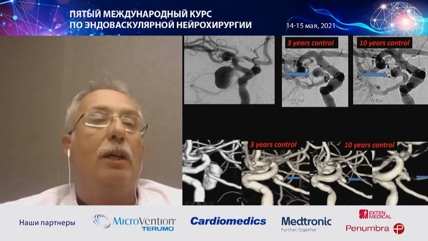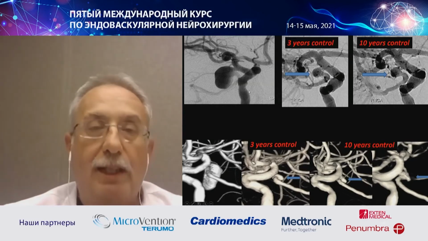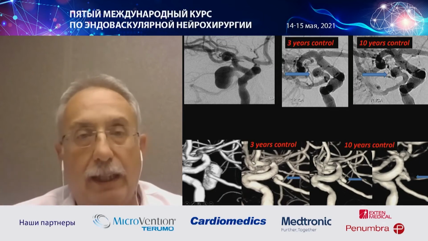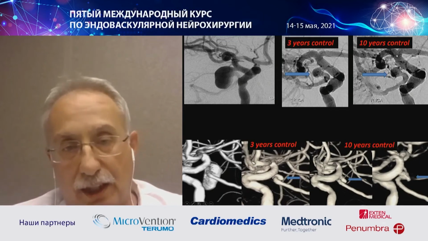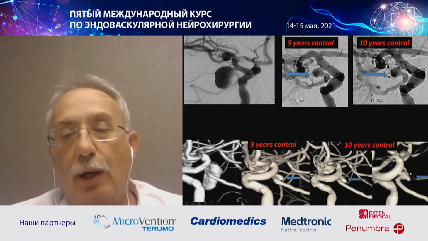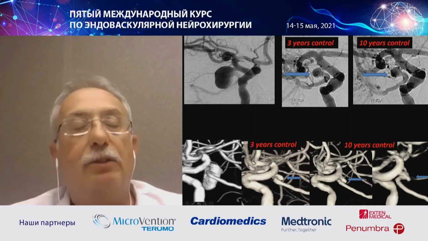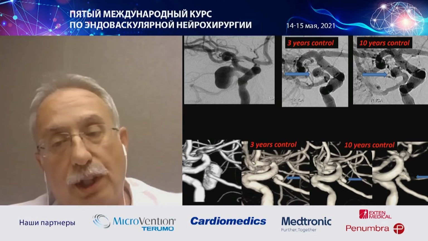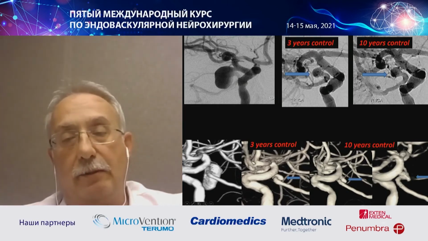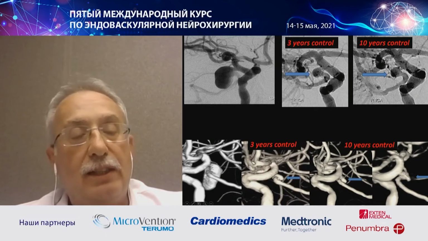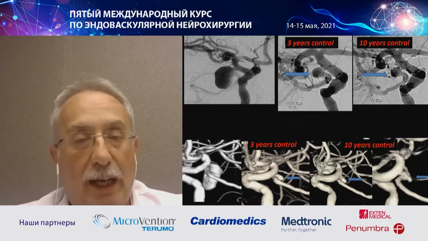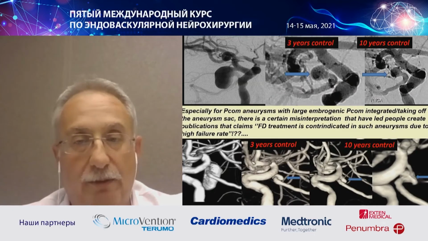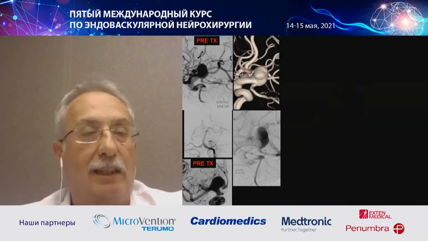So for a large flow-demanding embryonic PCOM in the ICA, it should be at least 3 pipelines. And this is 3 years follow-up, and this is 10 years follow-up. As you see, there is such a reverse remodeling, so basically the PCOM becomes the continuation of the aneurysm sac. This is something that we have to develop conceptually in our mind, especially for PCOM aneurysm, because that misinterpretation is leading in the wrong places.